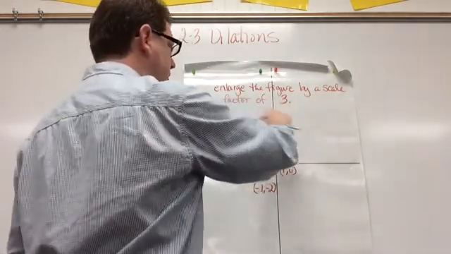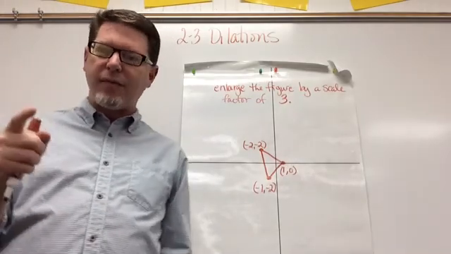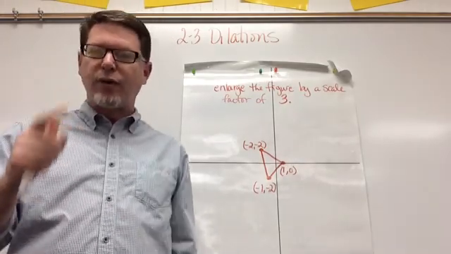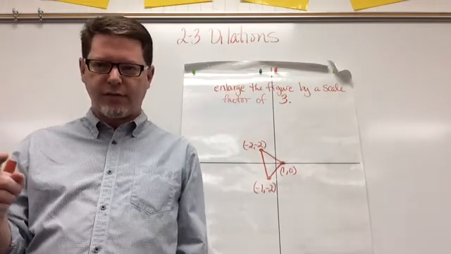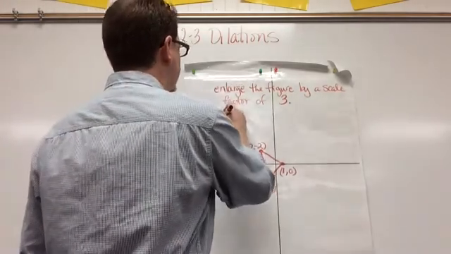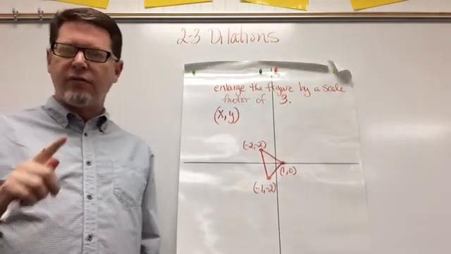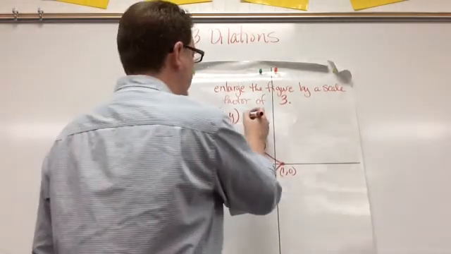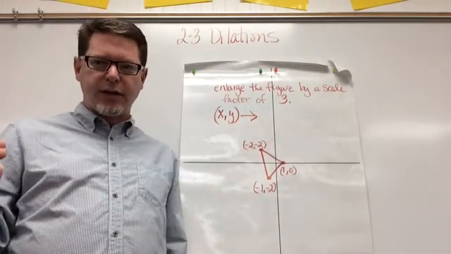We need to enlarge it by a scale factor of 3. So the first thing that we always want to do is set up an algebraic expression that says I'm enlarging by a scale factor of 3. Here's what the algebraic expression looks like. We start with x comma y. That's always the beginning of our algebraic expression. Then we draw an arrow because that's always in the middle of our algebraic expression.